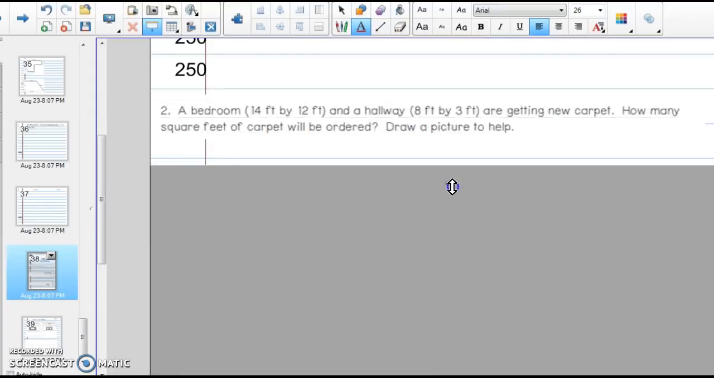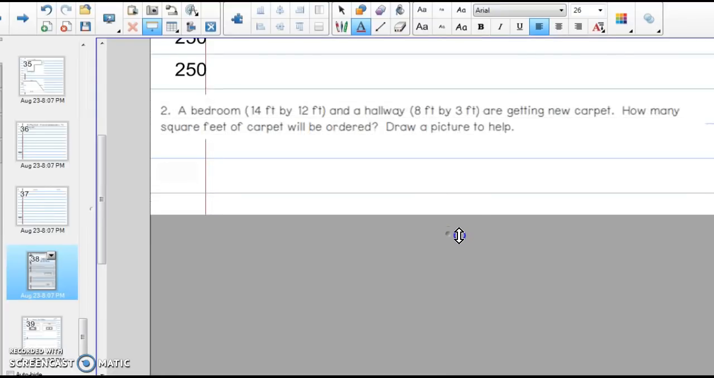It's a good bit easier. Copy this down. A bedroom, 14 feet by 12 feet, and a hallway, 8 feet by 3 feet, are getting new carpet. How many square feet of carpet will be ordered? Now this one you should be able to do without my help. All you need to do is find the area of the bedroom and the hallway. So I want you to pause the video right now and complete this one on your own.